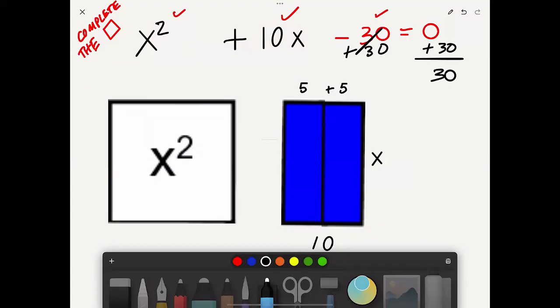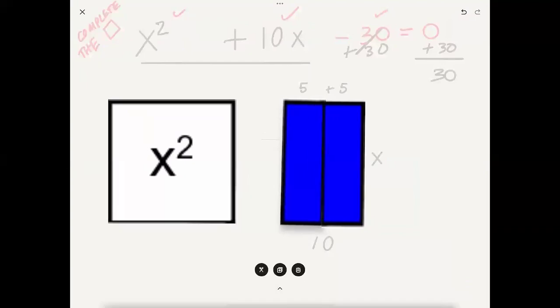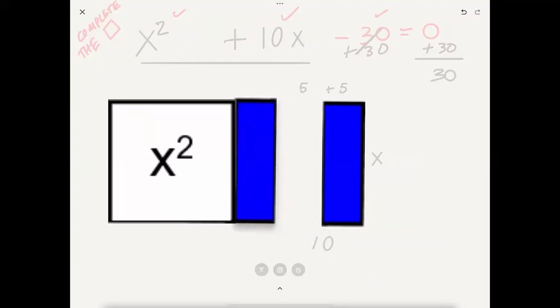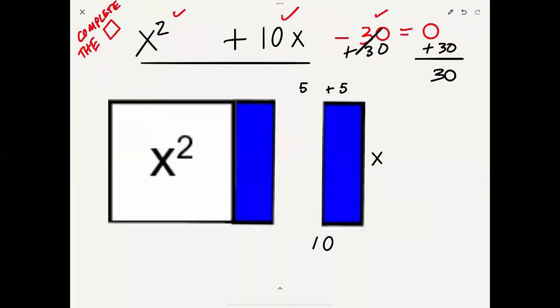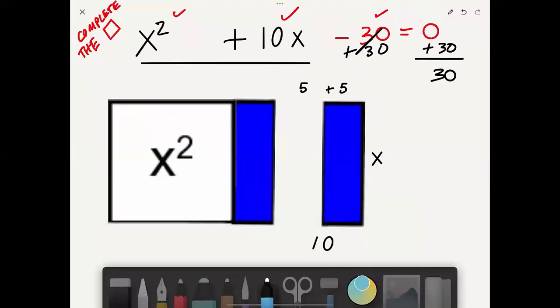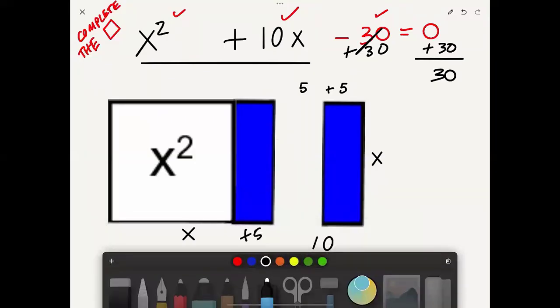Now, what we're going to do is focus on this x squared plus 10x, and see what we need to do to make that into a square. So watch. Just like we did in the first example, since this is 10x, we're going to take half of it, and we're going to move it right here. So this is going to be plus 5. This is x. This is x.